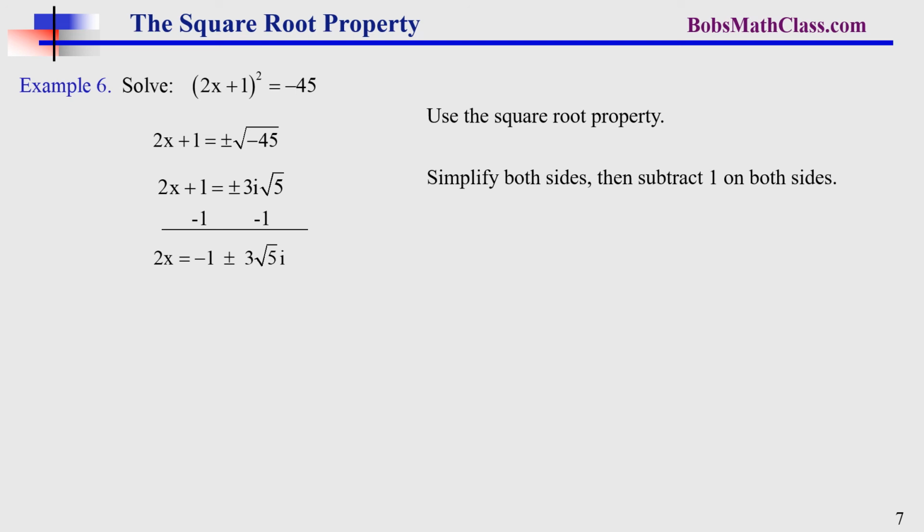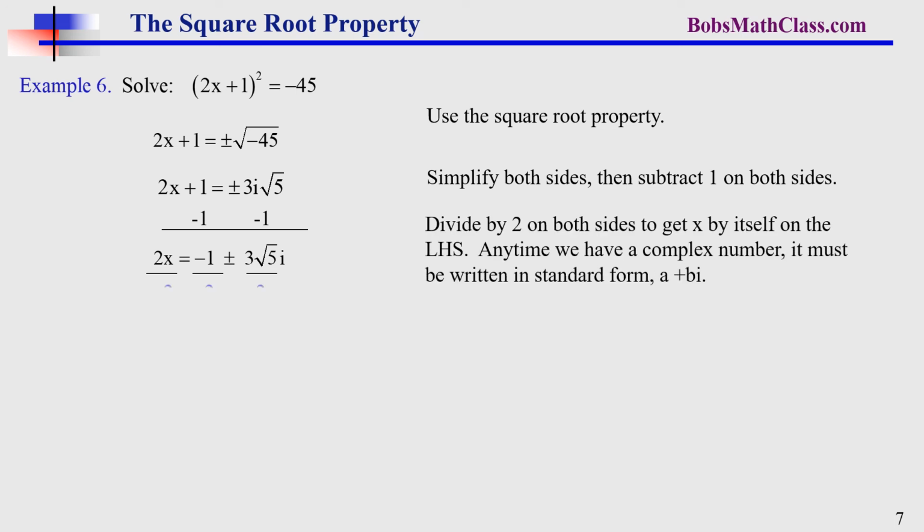Okay, what is our next step? We need to divide everything by 2, right? So don't forget, standard form is a plus bi, or a minus bi. Remember, it's got to be the real part, and then the imaginary part. So divide all of them by 2. So on the left-hand side, the 2's cancel, we just get x. And on the right-hand side, just keep it separate. Negative 1/2 plus and minus 3 square root 5 over 2 i.